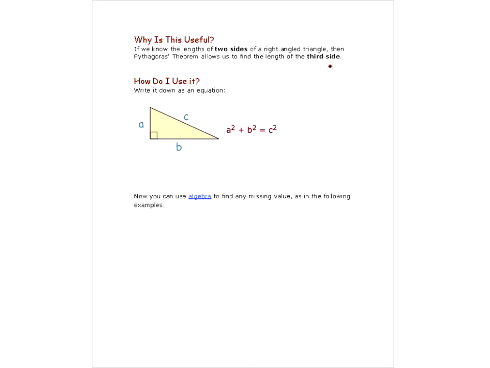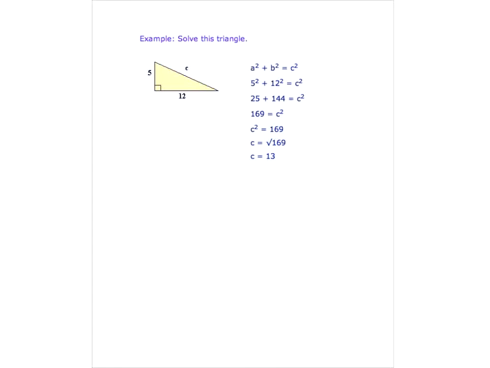What we always want to do is, first of all, label a diagram. If we've got a problem, it helps to set up a diagram, then write this formula, and then solve for the missing c. We're going to use algebra to solve for the missing amounts. So let's look at an example of how to do that.